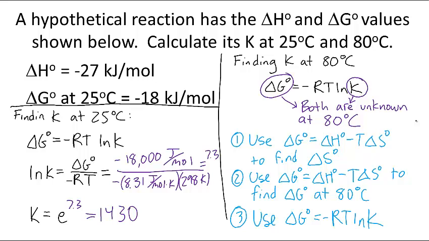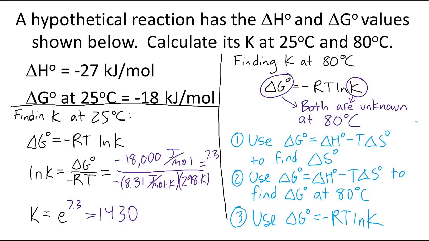All right. So from there, the concepts here are much more important than the actual calculations. Now you would apply this three-step process: finding delta S naught, using delta S naught to find delta G naught, and using delta G naught to find K.